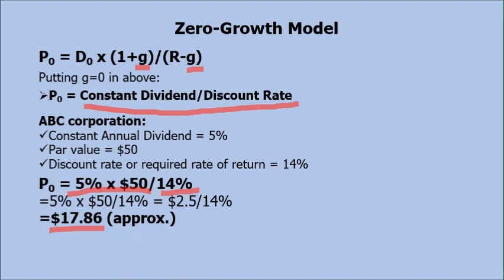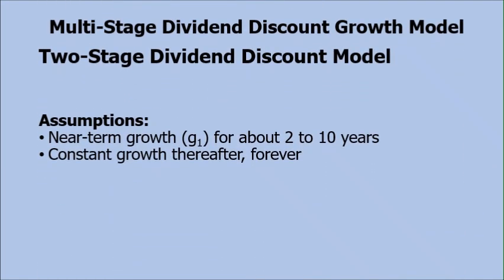Now that we have covered the basics, let's discuss the multi-stage growth model. The multi-stage growth is a scenario where the expected future dividend growth must be described using 2 or more growth rates. Let's discuss a 2-stage dividend discount model to illustrate this. A 2-stage growth model assumes near-term growth at a given rate for some period, say 2 years to 10 years, followed by a different long-term growth rate that is sustainable, which is constant.